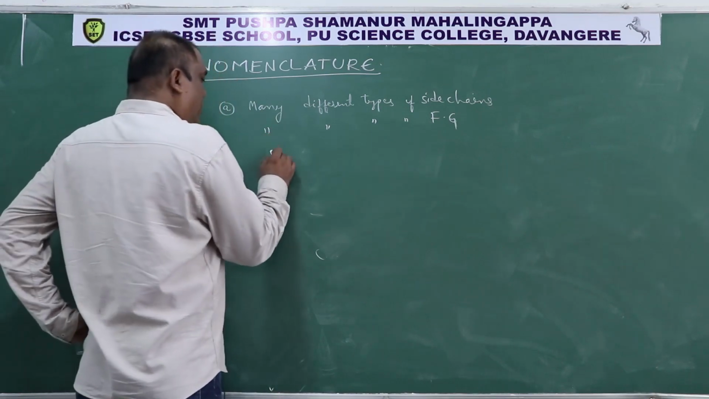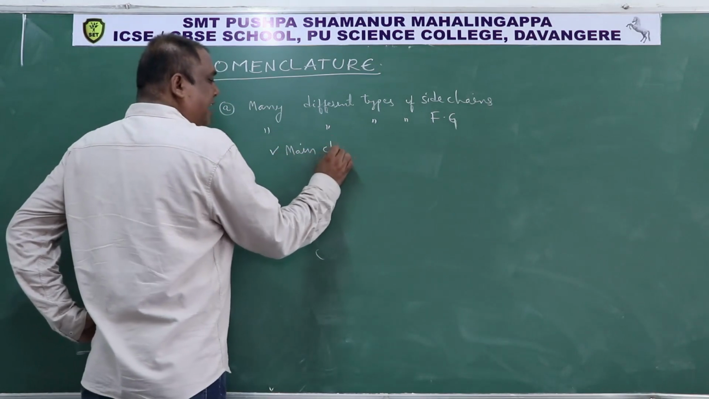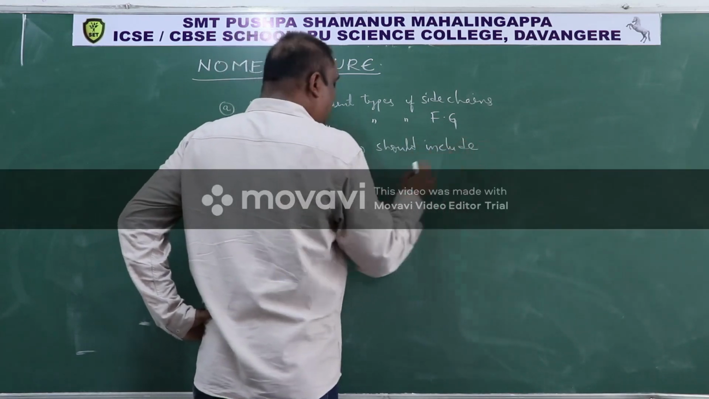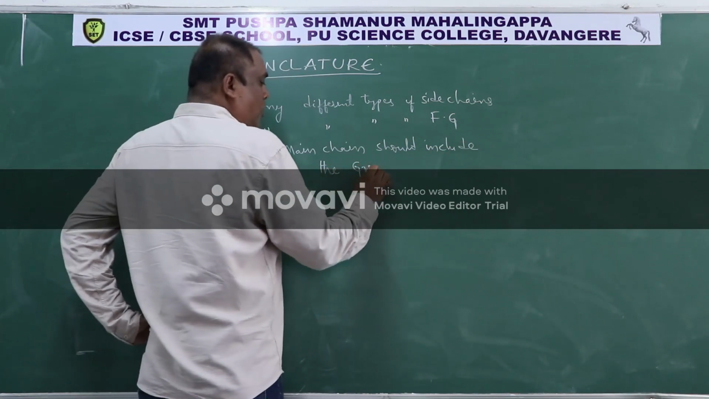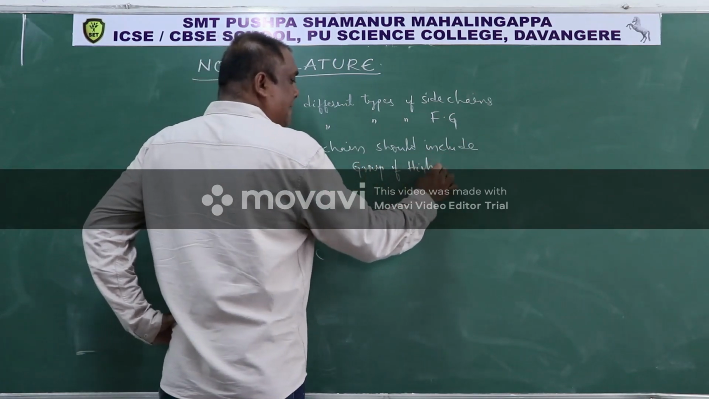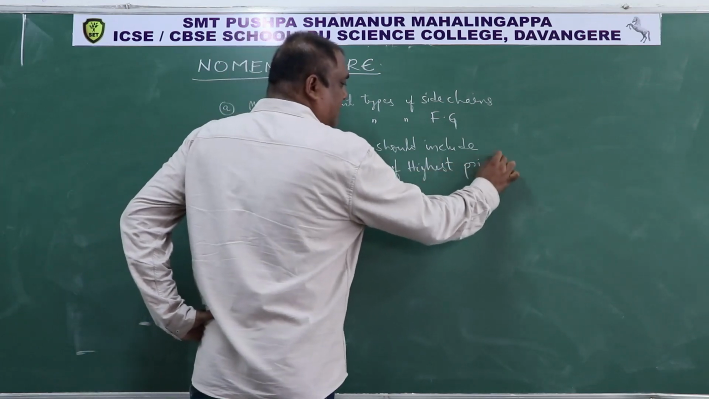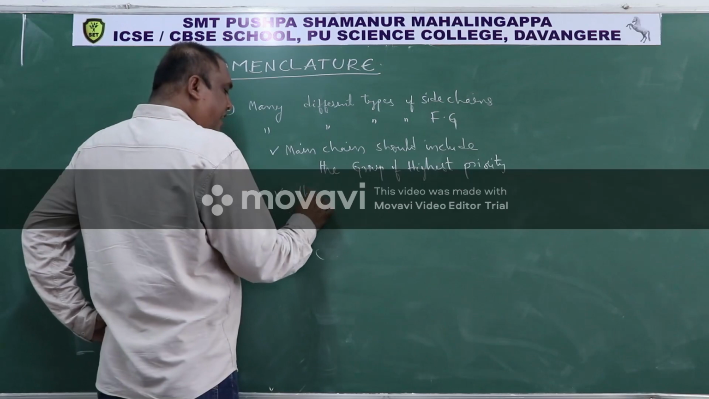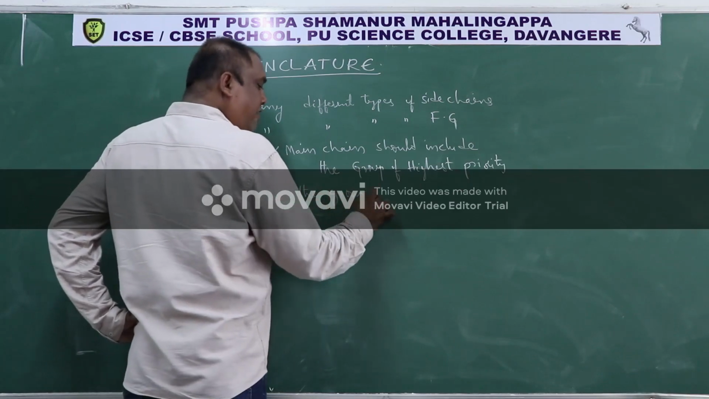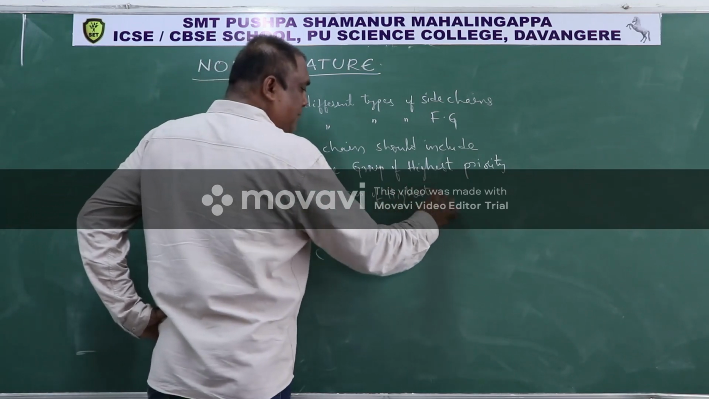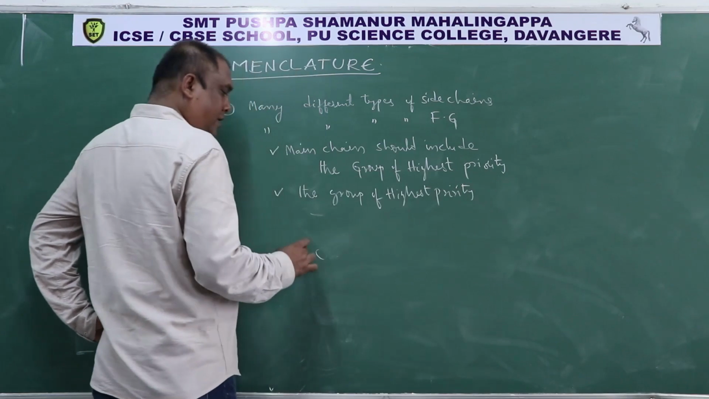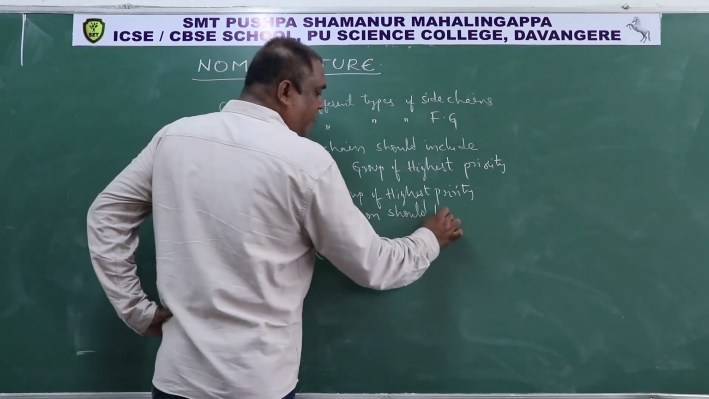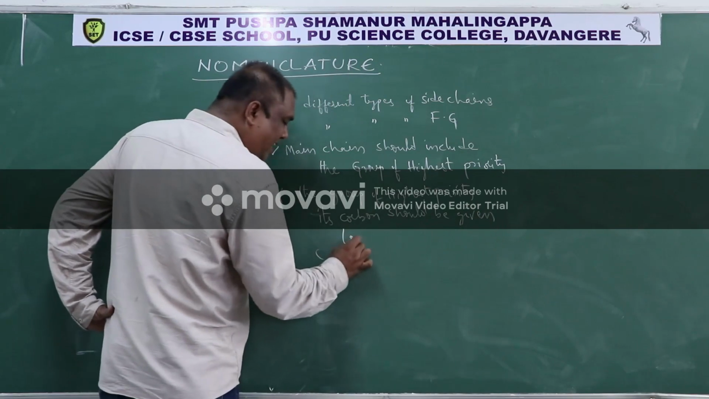So two things you have to follow. One is the main chain should include the group of highest priority. Then the second thing is, the group of highest priority, its carbon should be given the lowest number.